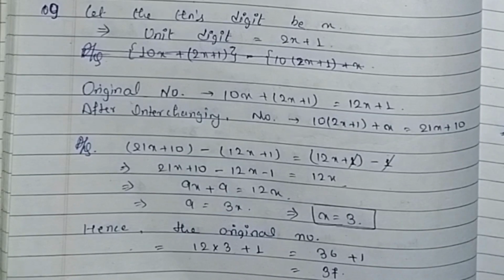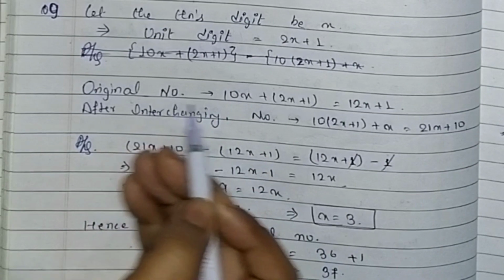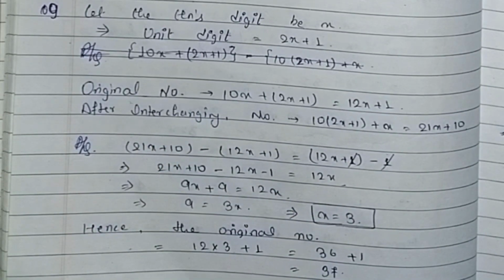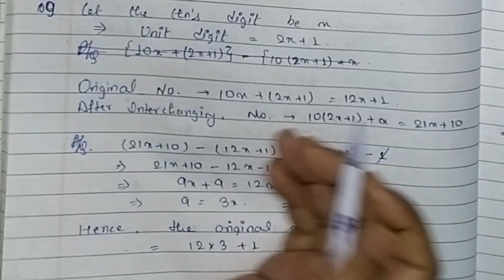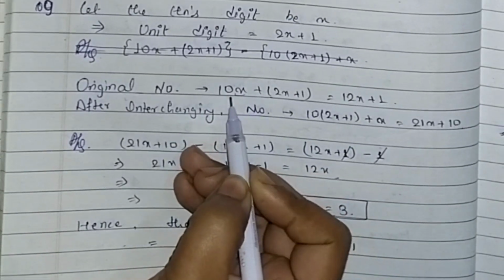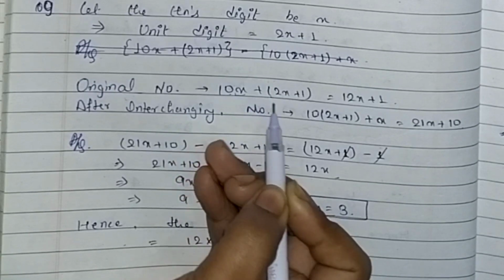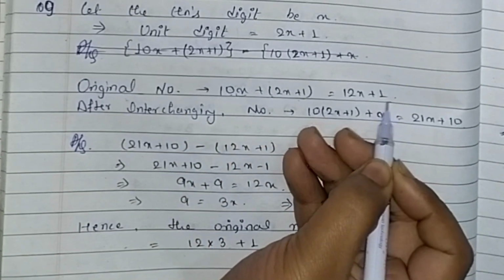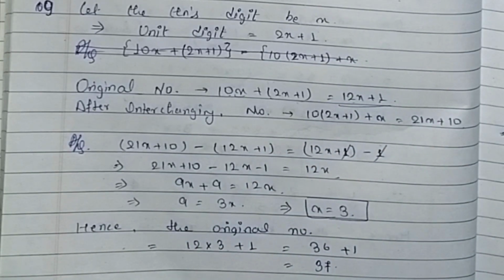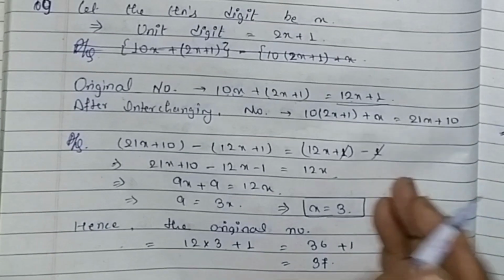Now according to the number formation, our original number will be 10 multiplied by the tens digit plus the unit digit. So as the tens digit we have x and as the unit digit we have 2x plus 1. So our original number becomes 10x plus 2x plus 1. So finally we got 12x plus 1. After interchanging the positions of the tens place and units place, we will get a new number.